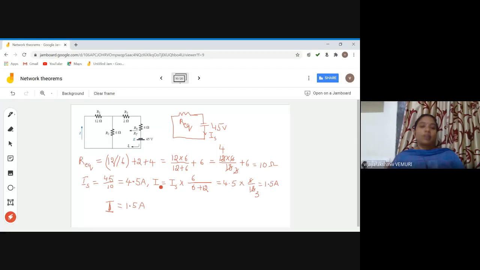Understood? Any doubts up to now? You just tell me. Okay, next class we'll see the AC problem of this, and then next we'll shift to another theorem. Any doubts regarding this reciprocity theorem till now?